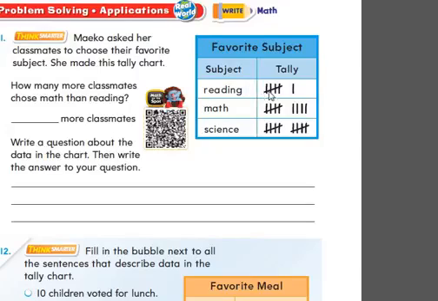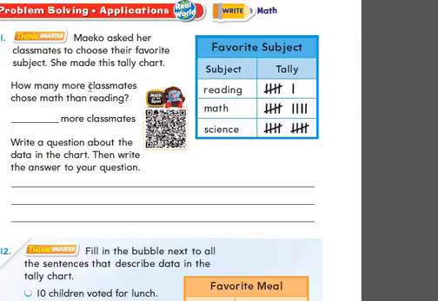At reading, we can notice here this is the first 5, and one more, so these are 6. At math, the first set of 5 and 4 more, so these are 9. At science, we have 2 fives, the first one and the second one, so these are 10. So we have here 6, 9, and 10.